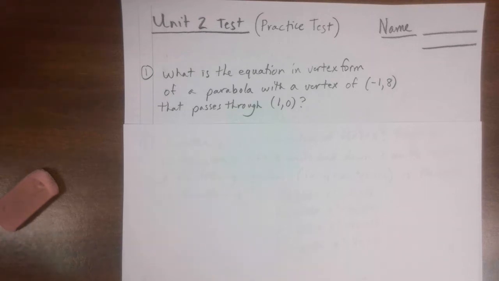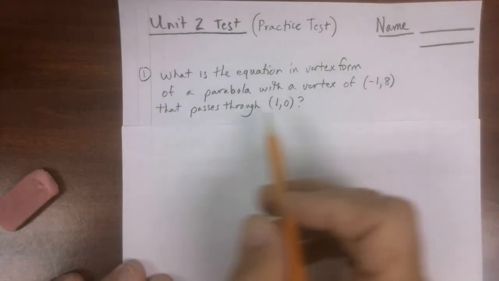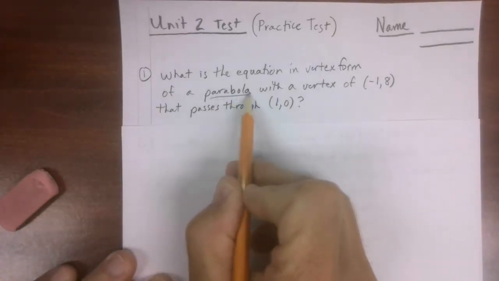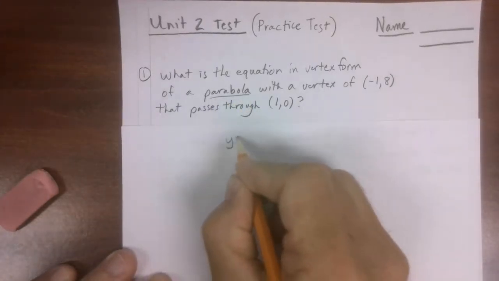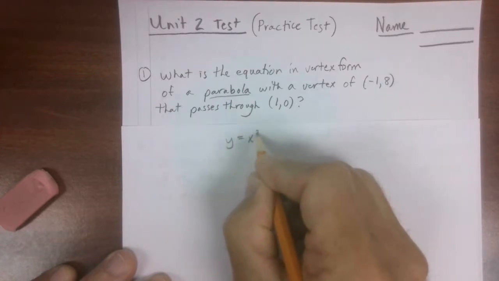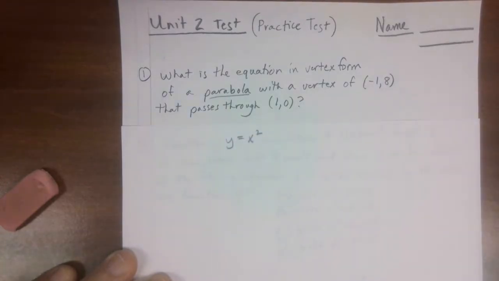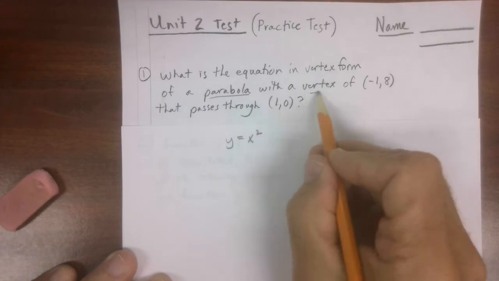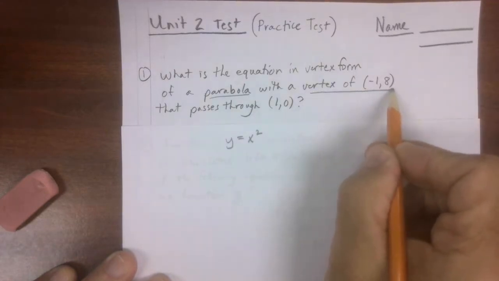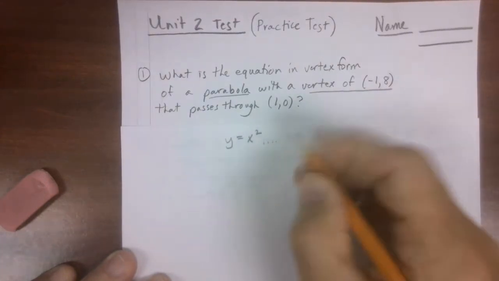Okay, Unit 2, practice test. Here we go. What is the equation in vertex form of a parabola? Take that clue to the bank. So we know the parent function is going to be y equals x squared. Now we make our adjustment. Vertex negative 1, 8. So that means dot, dot, dot.